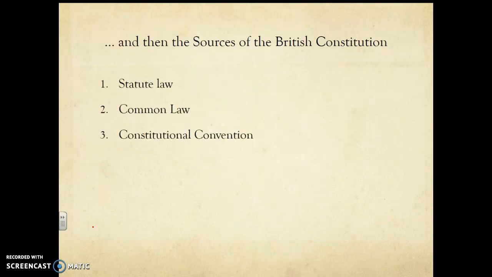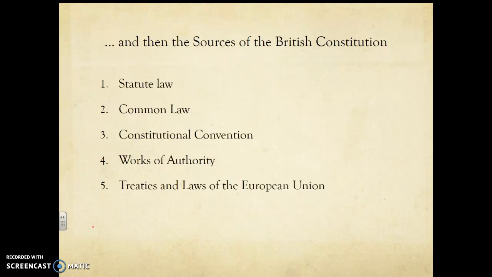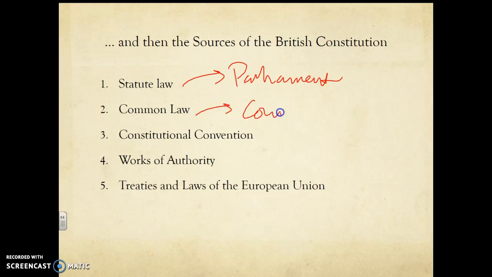The sources of the Constitution are as follows. Now, statute law is, of course, what comes out of Parliament, and because Parliament is legally sovereign, this is therefore the highest form of constitutional law, or indeed the highest form of law that we have in the country. Common law is precedent from the courts, so this is essentially judicial law, decisions in one court that are considered binding on other courts looking at similar things.